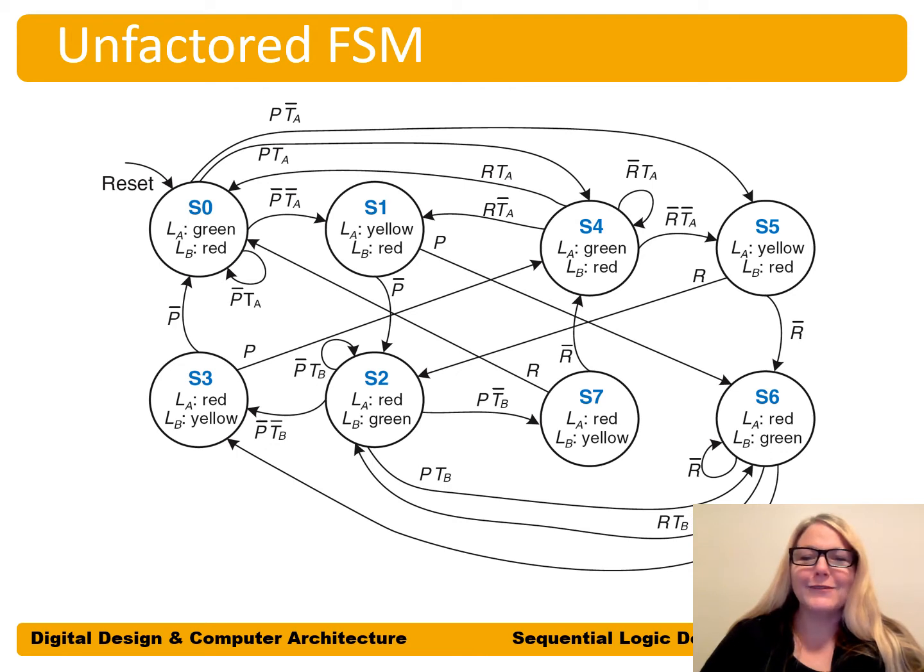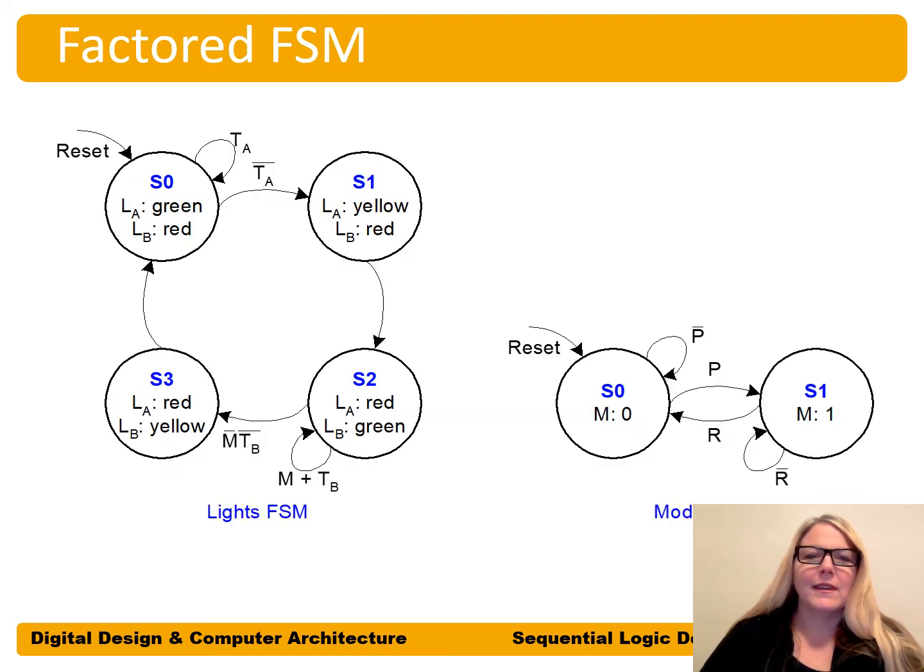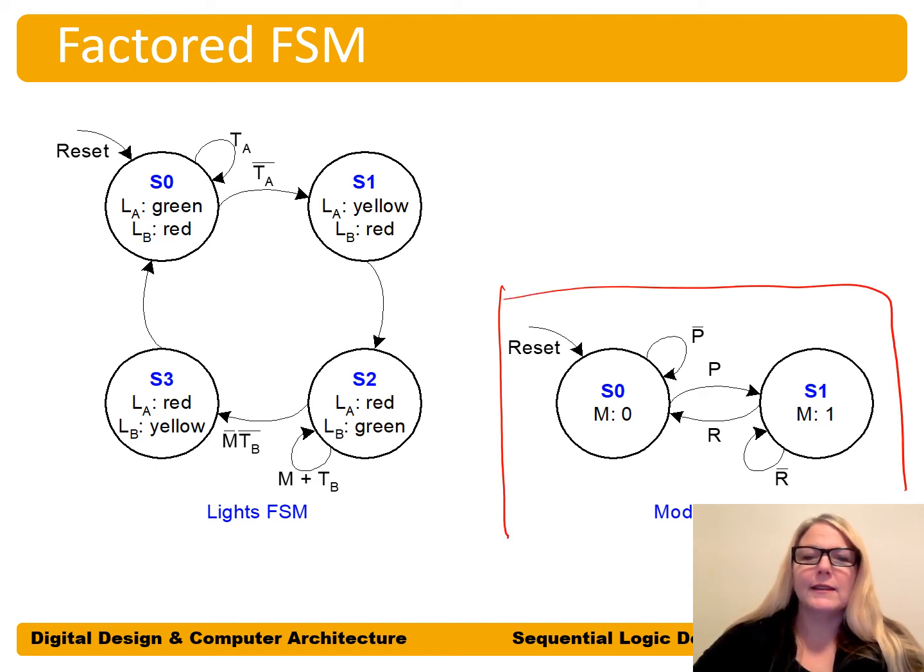So here's an unfactored version of the FSM where we include all of the features in the finite state machine. But our factored FSM is much cleaner. So here we have our mode FSM, and as long as parade mode is low, it stays in the S0 state with mode, this M output, being 0. But when the parade input asserts, then the FSM goes to S1, and mode becomes 1.